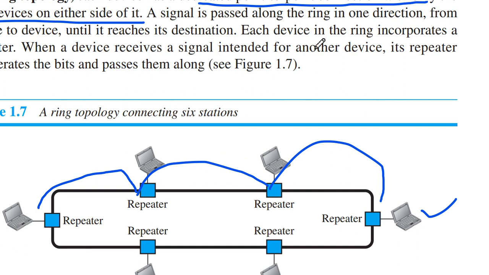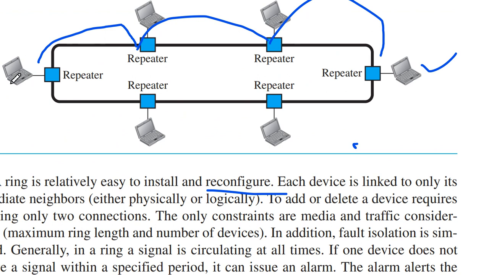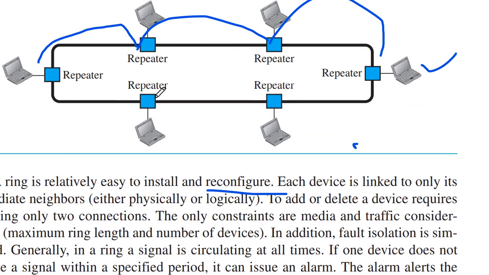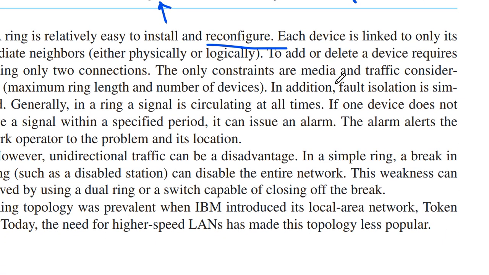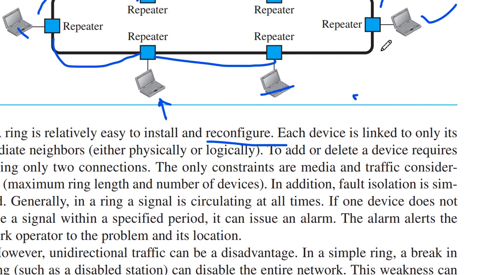Okay, so each device in the ring incorporates a repeater. As I told, when a device receives a signal intended for another device, it will transfer it again. A ring is relatively easy to install and reconfigure, because if this one fails, we can identify it and reinstall it. As compared to bus topology, each device is linked to only its immediate neighbors. Here you can see, for this one the immediate neighbors are this one and this one. These two are connected like a point-to-point dedicated link. The only constraints are media and traffic considerations, because the signal has to travel through each device, and only then will it reach the final destination.